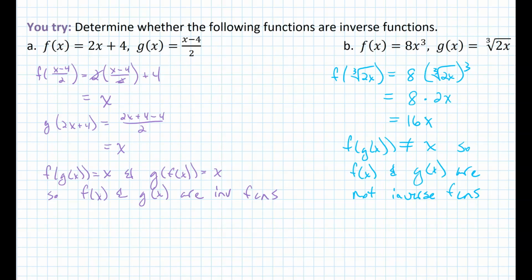So in B, if you find in one direction you don't get x, do you have to check the other direction? No. Once you find one that doesn't work, the only thing I would be careful of is double check your arithmetic. Make sure you didn't make an arithmetic mistake, right? Okay. So again, once you find that one doesn't work, then we can say that they are not inverses and we won't continue. Okay. Questions on these?